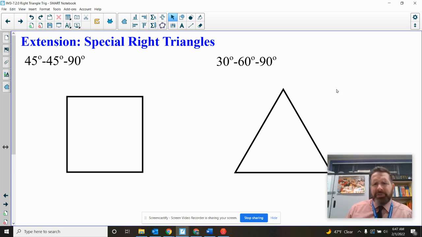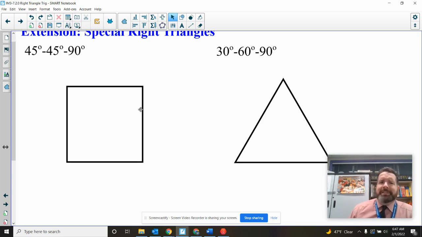All right, so there are two right triangles that are considered more special than others. We call them special right triangles: the 45-45-90 and then the 30-60-90. Now, they're special because of where they come from. Because you may have noticed, well, hey, this is not a triangle, and this is not a right triangle. You are, of course, correct. But using these shapes, we can determine some relationships that are always going to hold.